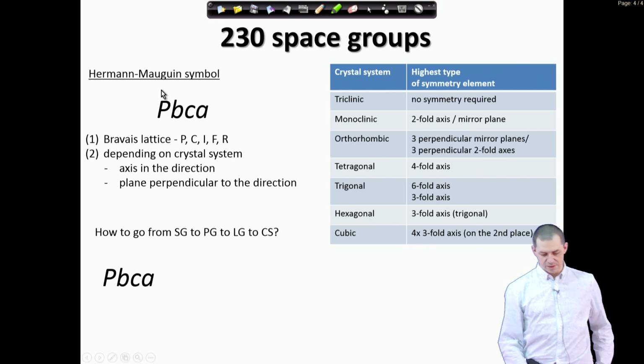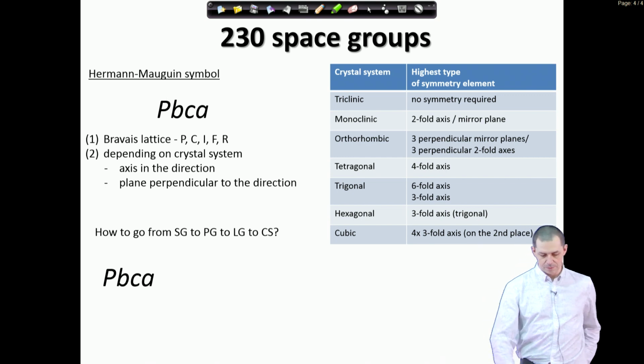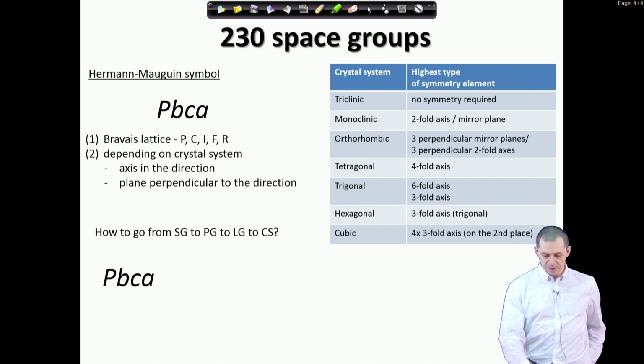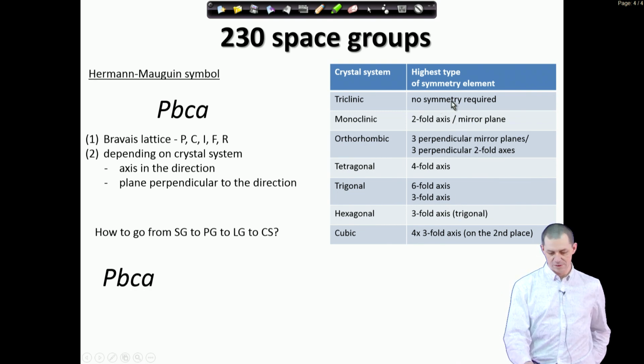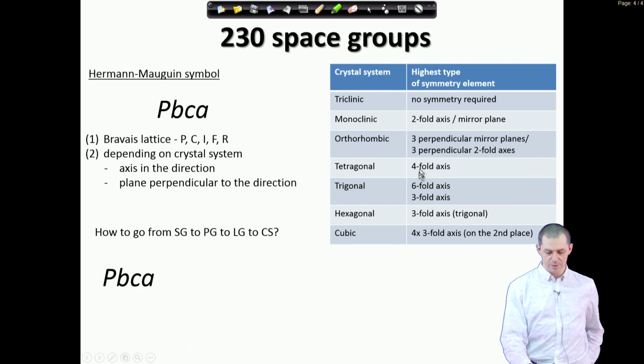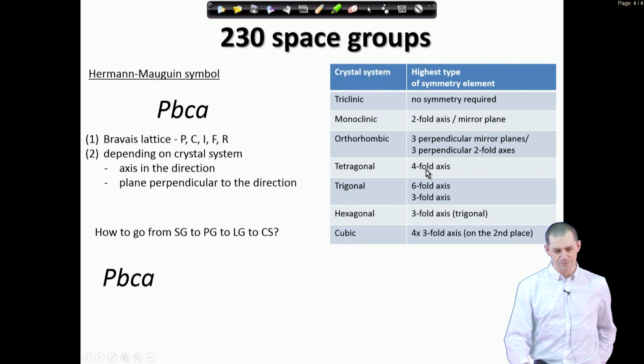What crystal system is this? You can find it from this table. Again, if you see three different mirror planes or twofold axes and no higher symmetry, then you know you are in orthorhombic. If there is just one position, it's monoclinic. If it's only 1 or 1 bar, then it's triclinic.